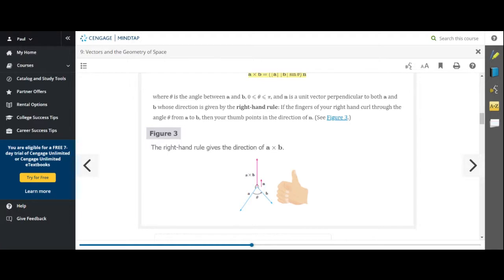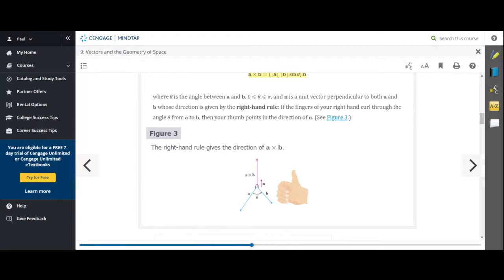Now the direction of the torque is perpendicular to the plane that contains the wrench vector and the force vector. Similarly, the cross product is perpendicular to the plane that contains vectors A and B. But given a plane, there can be two vectors perpendicular to it, one going up and one going down. So how do you know the direction of the cross product? Based on figure 3, you use the right-hand rule.